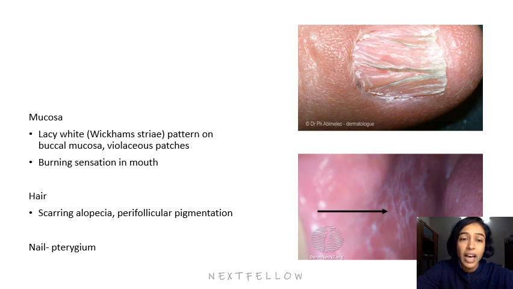In the hair, I'll show you a picture of lichen planus affecting the scalp. You will have scarring alopecia and perifollicular pigmentation classically. In the nails, you can see here, classically you have a pterygium of the nail in lichen planus, which is seen here. This is also known as pterygium tenting, where both parts of the nail are elevated towards the center, towards the middle.